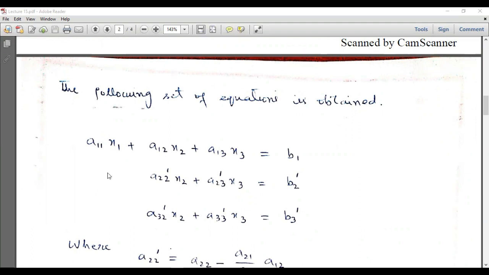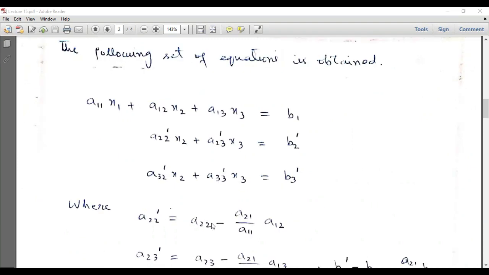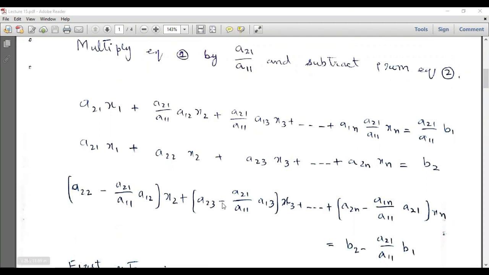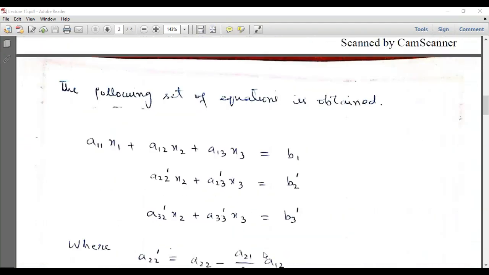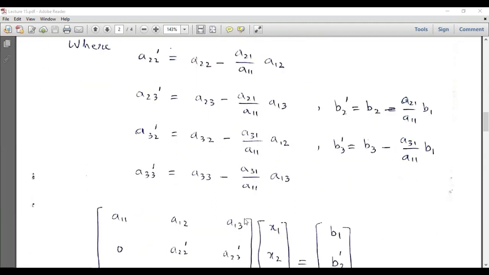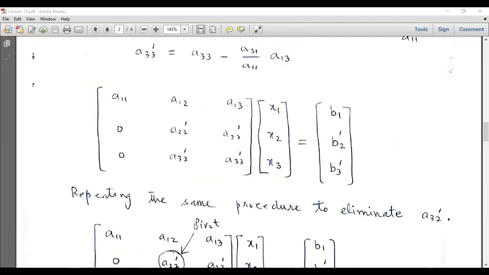So the first entries of the second row and the third row are equal to 0 now, and these right hand side entries have also changed, and these coefficients have also changed. So a22 dash is equal to a22 minus a21 over a11 into a12, right? So this is our a22 dash, this is a23 dash, this is a2n dash, and this is b2 dash, and their values are summarized over here. Okay, so this is a22 dash, a23 dash, this is b2 dash, this is a32 dash, a33 dash, and this is b3 dash. So this is what we have obtained now.